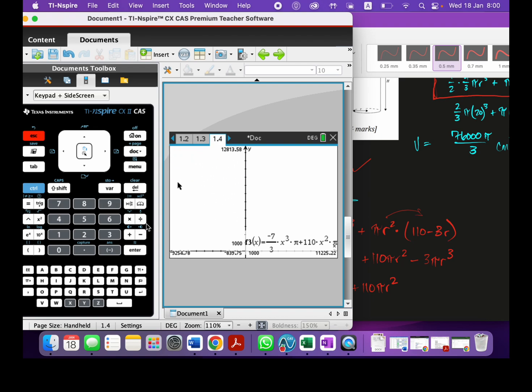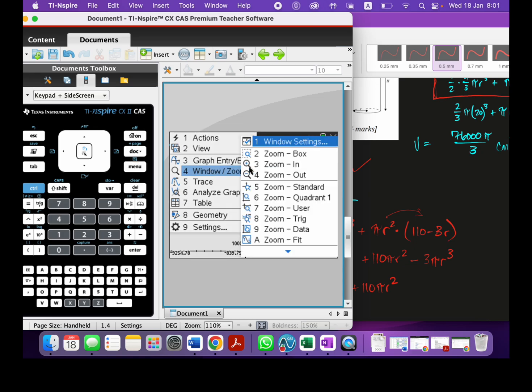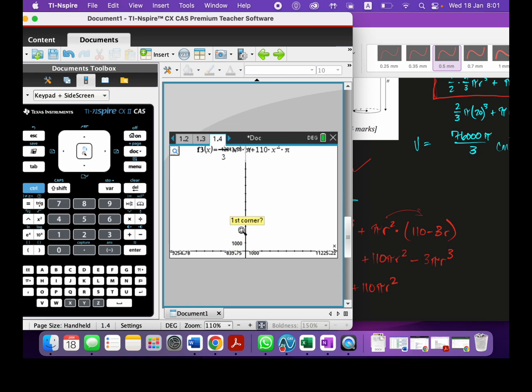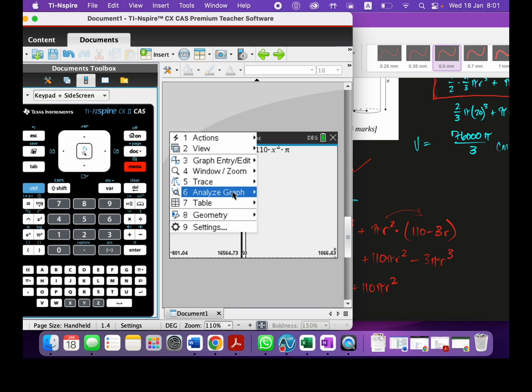Okay. Can barely see it. So menu, window zoom, I'm going to zoom box, and I'm going to pick that right there. I'm just going to scroll up until I find that magic point. Wow, this is way up there. And that makes sense because our original value was like 76,000.